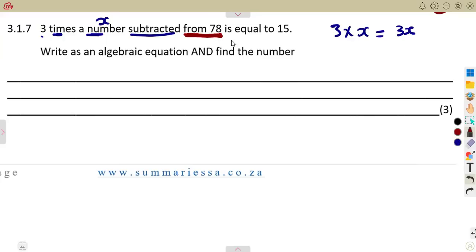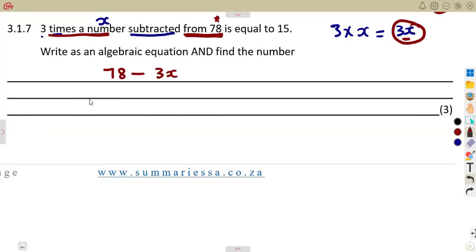Subtracted from, meaning to say, this here is the one that was removed from 78. So you start with the "from". Because of this statement, you have to start from that, where are we coming from? Start from there. So it's supposed to be 78 minus, because we subtracted this from, we removed it from 78, this 3x. So it means 78 minus 3x, minus 3 times a number.